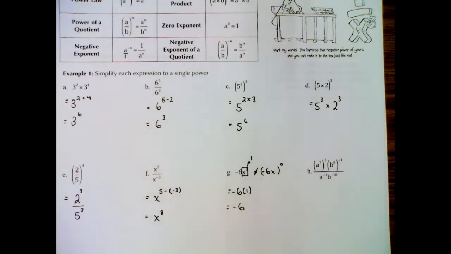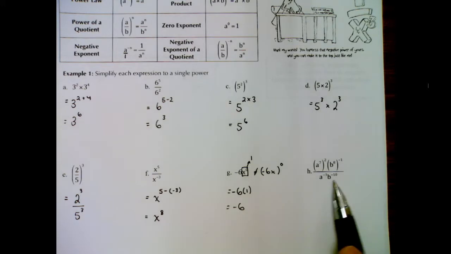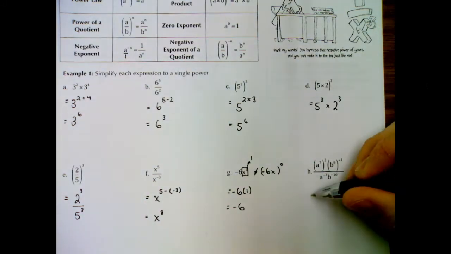And H. H has got a lot going on here. Let's see what we can do. So we've got A's and B's on top, and we've got A's and B's on the bottom. Well, we can simplify the top and the bottom and then see if we can simplify it together.